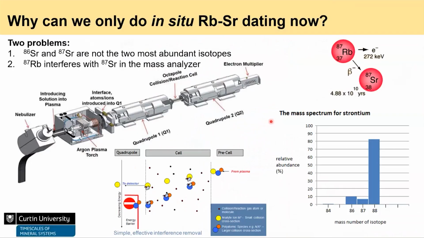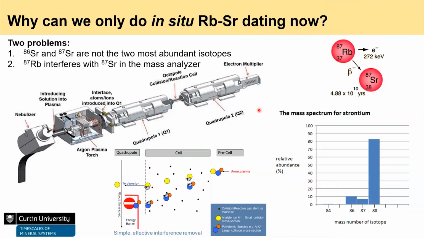The reason that we can only do this now in terms of an in situ technique, traditionally this was approached through laborious mineral separation, but also column chromatography to separate out the elements of interest to actually put through a TIMS mass spectrometer.